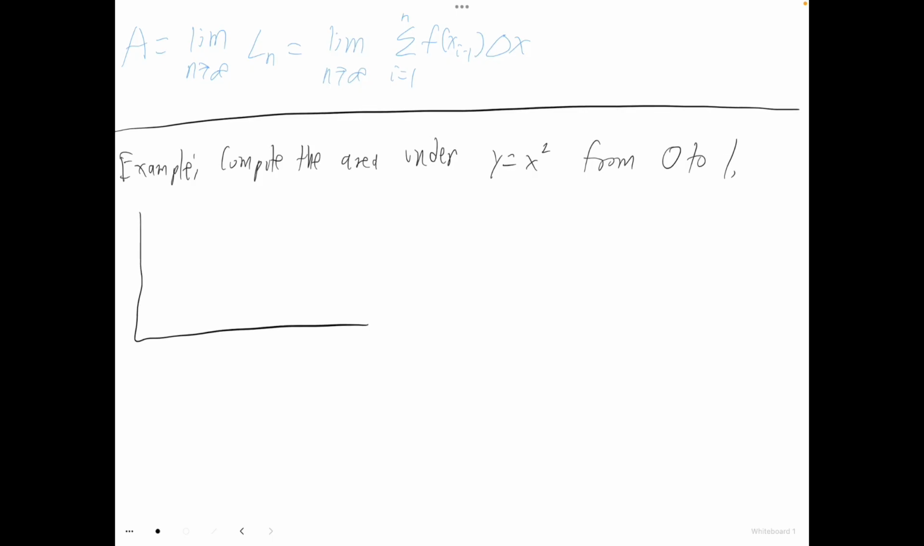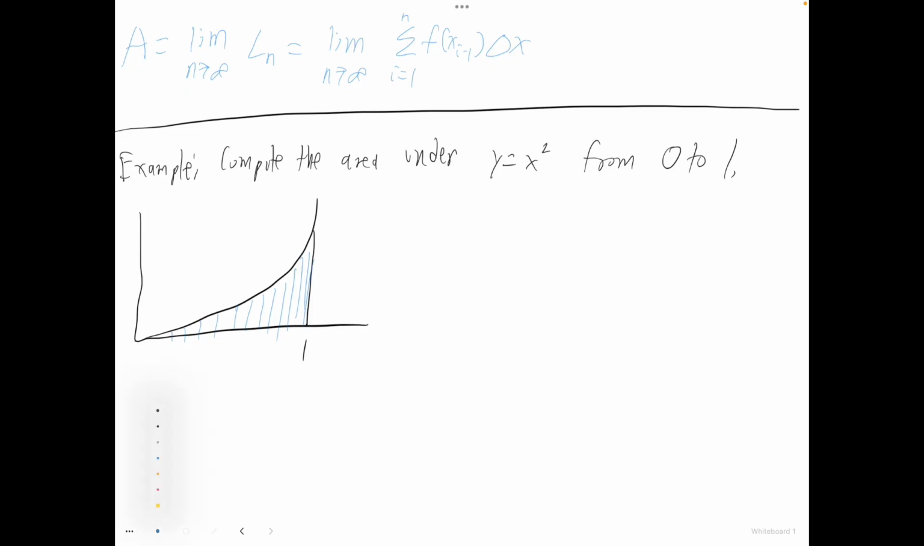Okay, so we've got our picture, we've got our function, it goes from 0 to 1, and now we're going to actually compute this area. We used rectangles before, and using rectangles we saw it looked kind of like it was going to 1/3. But now we're going to actually compute that.